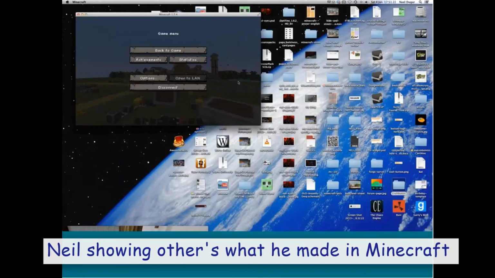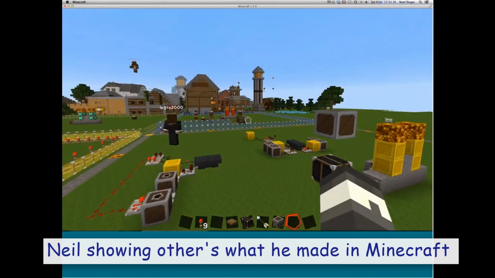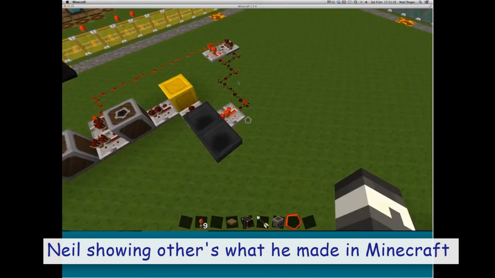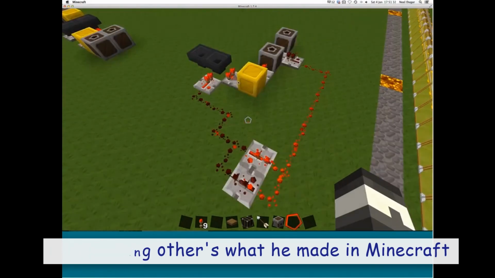So this is what I've made so far, and basically it's just reading a little bit of a hopper clock, and then both of them will invert the signal by using a repeater.